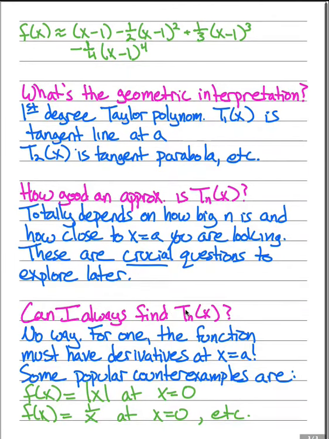Another crucial question is, can you always find a Taylor approximation? And the answer is no way, because to calculate it, the function has to have derivatives at the point you're expanding around. So let me just give you some simple counterexamples. Absolute value of x at x equals 0. If we try to expand around that point, well, you can't take the derivative of absolute value. It's undefined, so you can't find a Taylor expansion. What about 1 over x at x equals 0? Well, you can't even evaluate the function at that point, because you can't divide by 0. So you're certainly not going to be able to find a Taylor approximation.